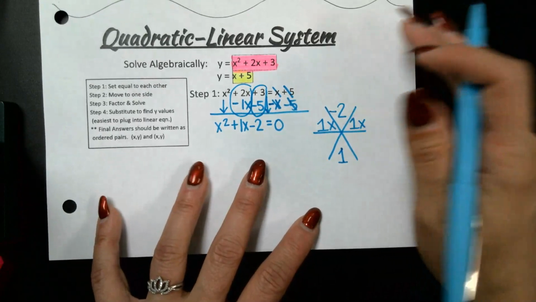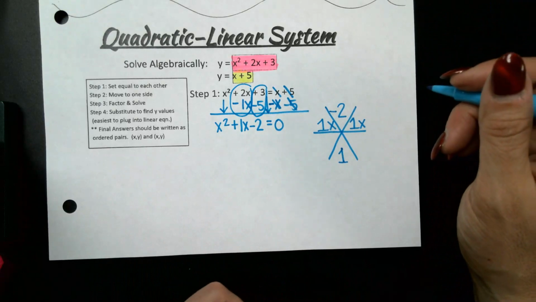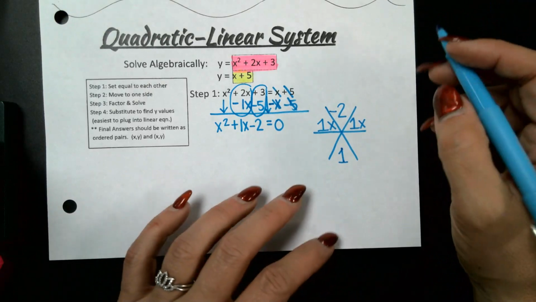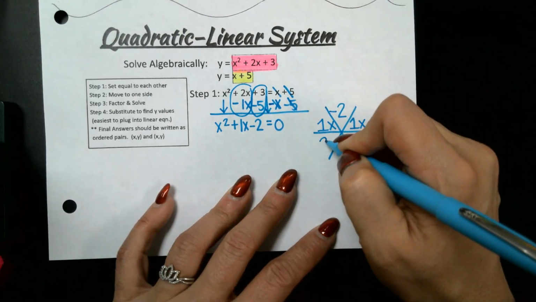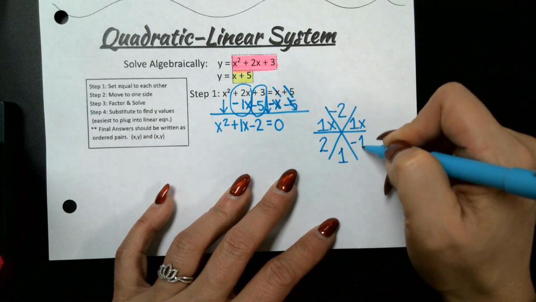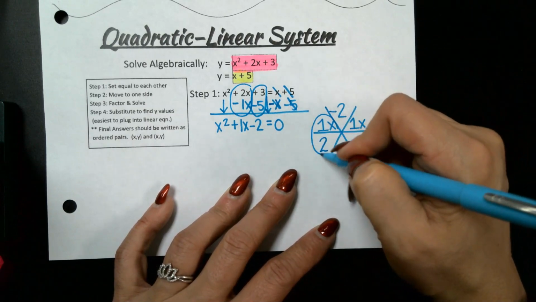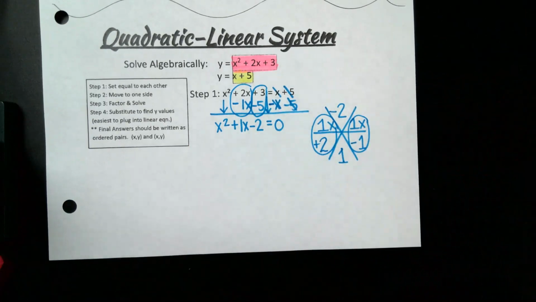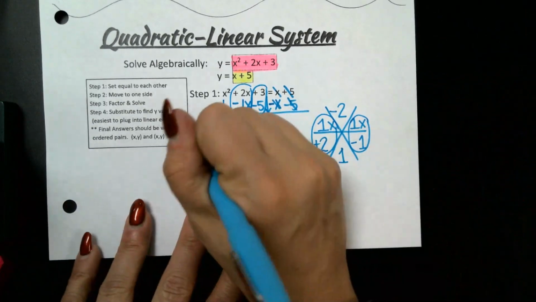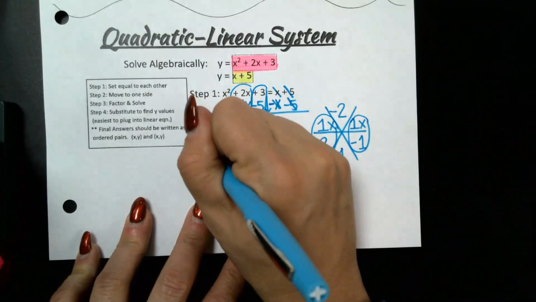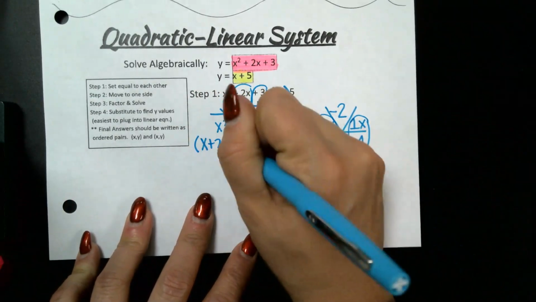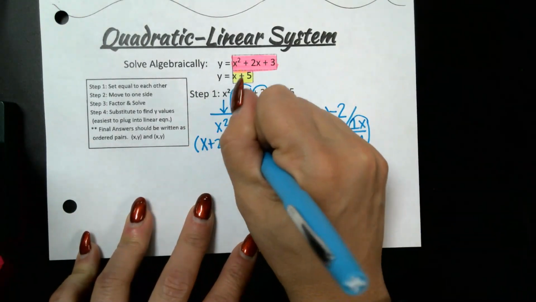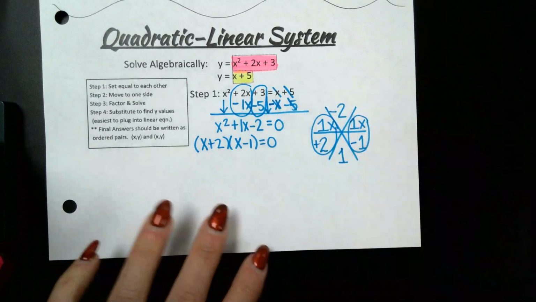What two numbers will multiply to give us negative 2 but add to give you positive 1? Positive 2 and negative 1. Yeah, you guys said the right answer. You guys just set them opposite each other. Okay, so our factored form would be x plus 2 times x minus 1 equals 0.